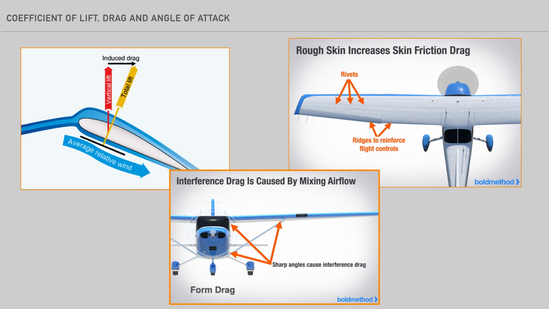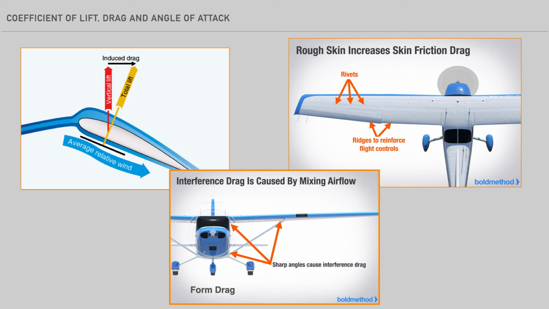Skin friction is the most difficult to reduce and is secondary to any roughness on the surface of the skin, which can be from microscopic imperfections which cause local turbulence to rivets protruding from the skin. A clean and well-waxed plane can reduce skin friction.